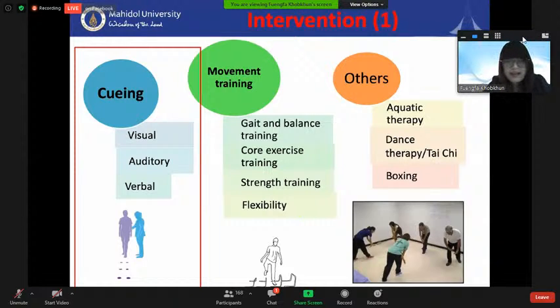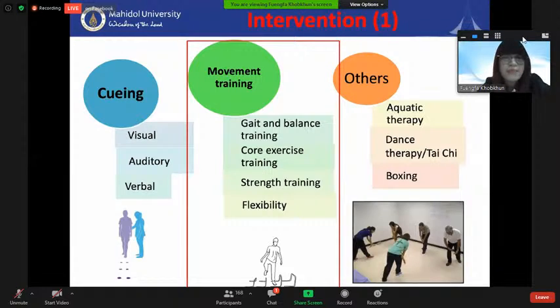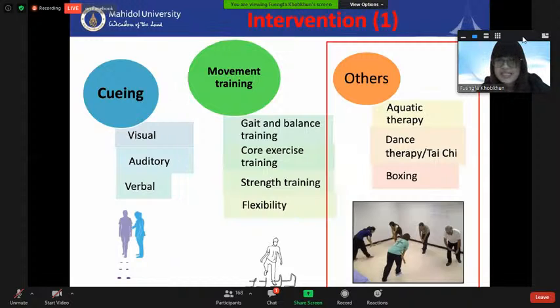Then the article suggests movement training needs to focus on gait and balance training, core exercise training, strength training, and flexibility training. And then they still suggest other therapies for Parkinson's disease, for example aquatic therapy, dance therapy, or Tai Chi. You guys know Tai Chi? Does anybody try Tai Chi?